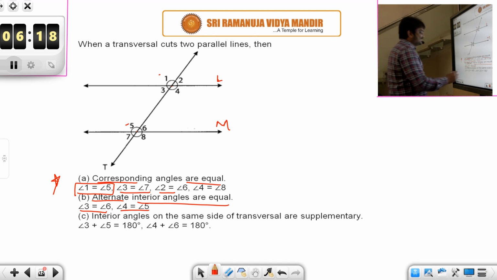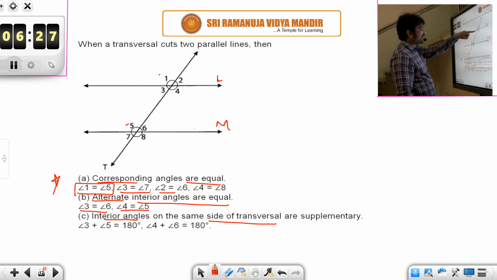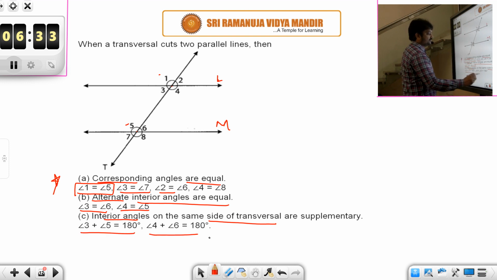And then interior angles on the same side, they will be supplementary. Interior angles on the same side of the transversal. So 3 and 5, and 4 and 6, they are the pairs. So 3 and 5, they will be supplementary, and 4 and 6, they will be supplementary. That is, the sum of the two angles will be 180 degrees. Okay.